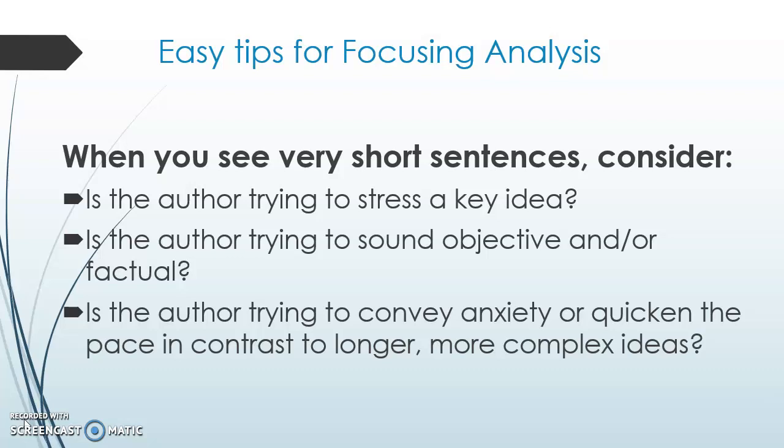So when we're looking at short sentences, is the author stressing a key idea? Is the author stressing something important? Is the author trying to sound objective? Objective has to do with facts only. We got objective, we got subjective. Subjective has to do with my opinion. Objective has to do with facts only, and we're not even focusing on an opinion. Is the author trying to convey anxiety or quickening in the pace? So we're looking at our sentences and we're asking ourselves, what do we see?